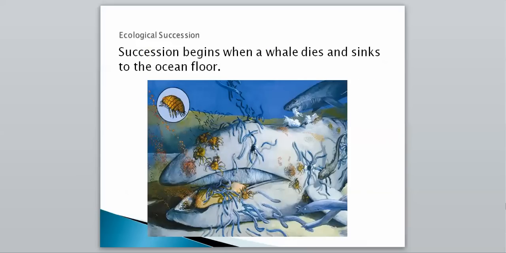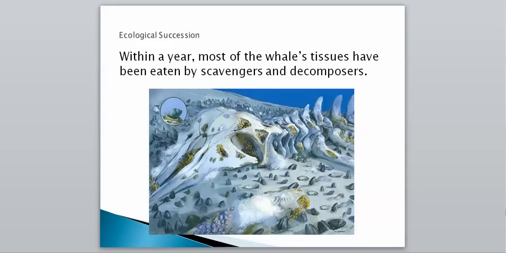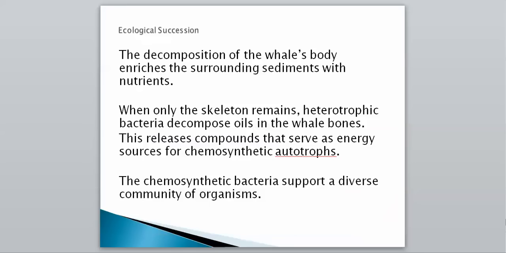So succession will begin when the whale dies and it sinks to the ocean floor. So that's obviously step one, and then you can see we have a variety of organisms coming to live in here to eat on the whale. Again, whales are huge, so it's going to provide a lot of food for a lot of different things. And then within a year, most of the whale's tissues have been eaten by scavengers, detritivores, and decomposers. So now we're down to just this kind of shell of skeleton of the whale.